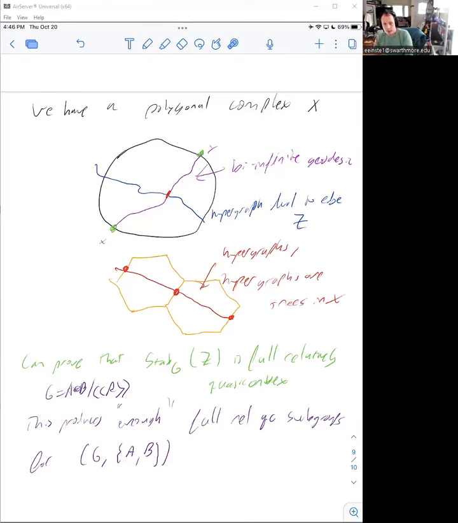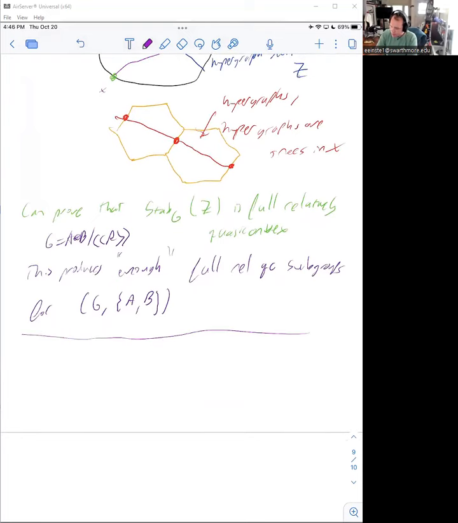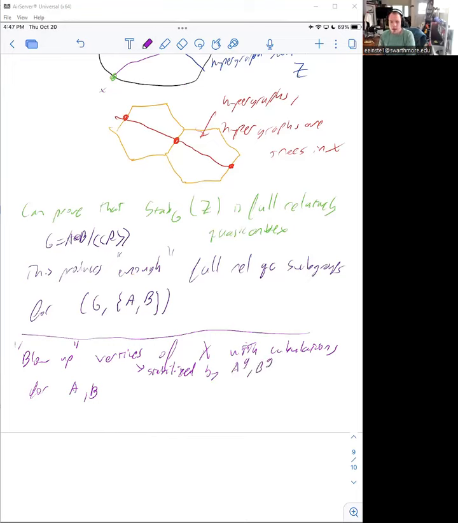If you want to get a relatively geometric action where you have peripheral structures on A and peripheral structure on B, and build a relative cubulation, what you want to do instead is blow up vertices of X with cubulations for A and B. So the vertex stabilizers of X are going to be conjugates of A and B, and we're going to blow them up with the cubulations that we were given for A and B in the main theorem.